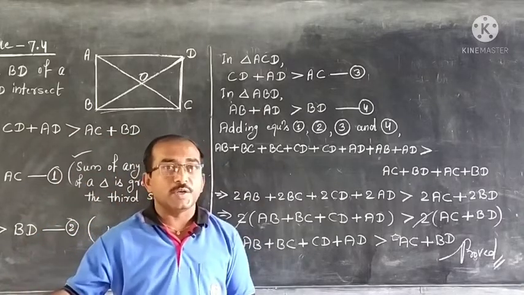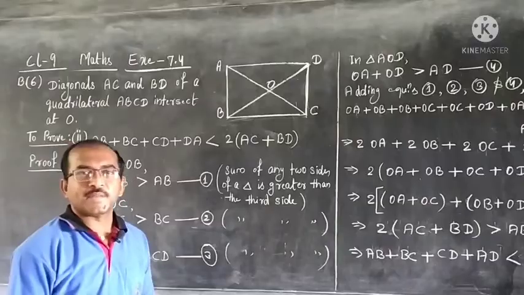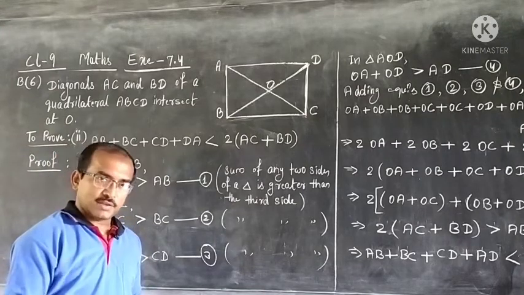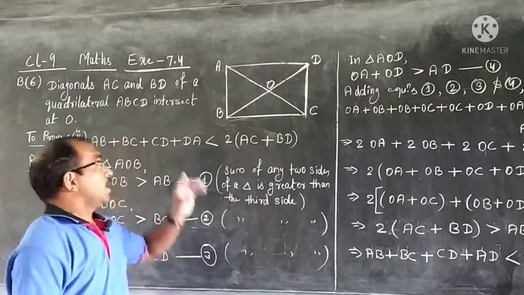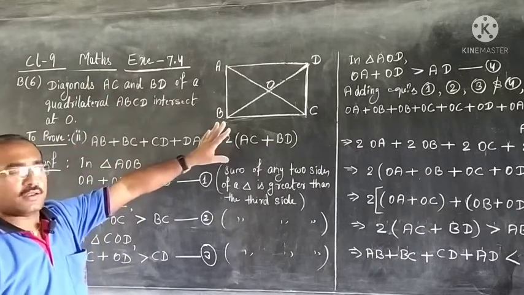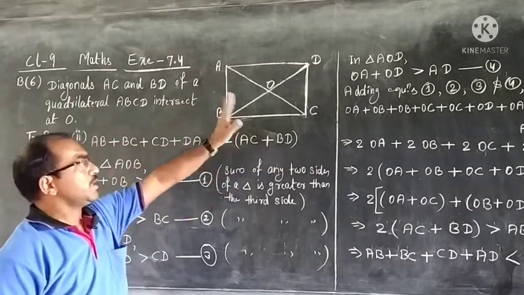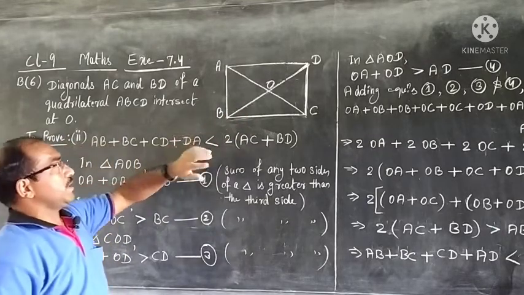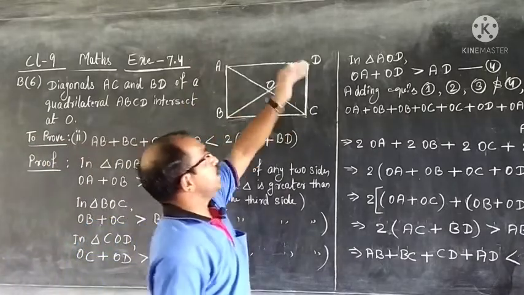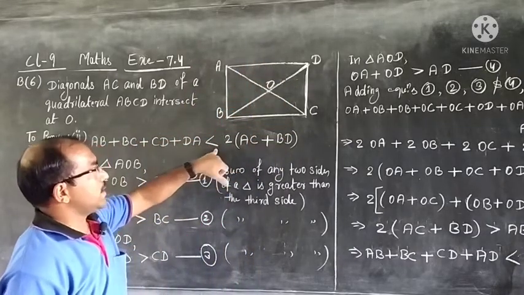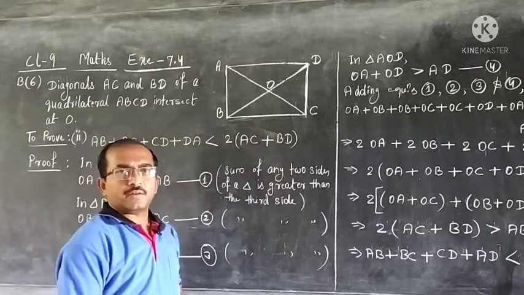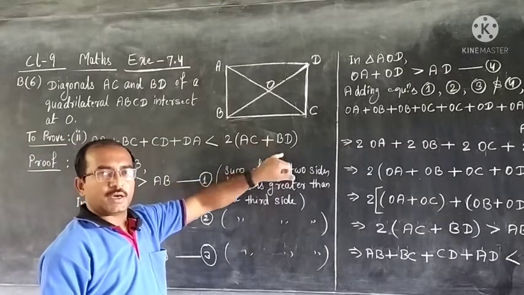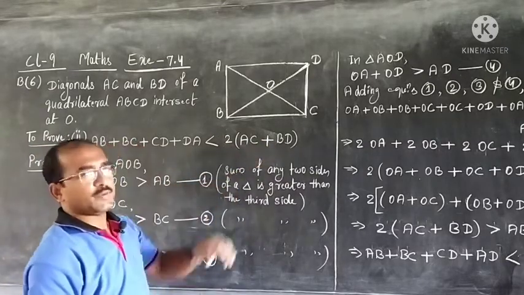Let us go to Roman number 2 of this question. Let us see now in the same question, question number 6, second one, what is there to prove? The condition is the same: this is a quadrilateral, it has two diagonals, and they intersect at O. We have to prove AB plus BC plus CD plus AD, the sum of the four sides, is less than 2 times the sum of the diagonals. AC and BD are diagonals. So, 2 into AC plus BD.